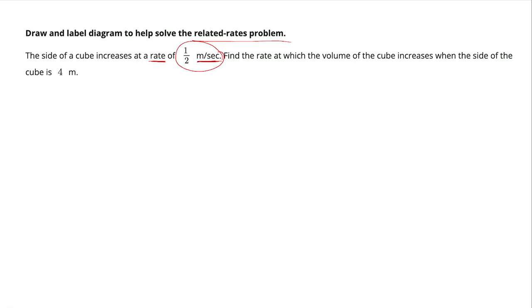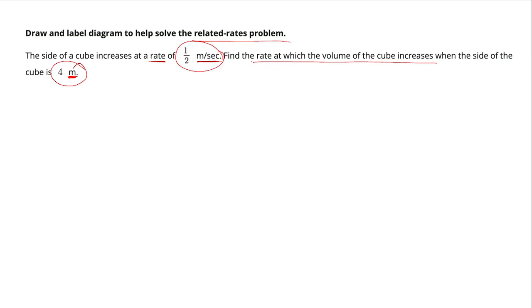Find the rate at which the volume of the cube increases when the side of the cube is 4 meters. So this is not a rate. Look at the units, just meters, not a rate. But we are trying to find a rate. We're trying to find the rate of change of the volume.